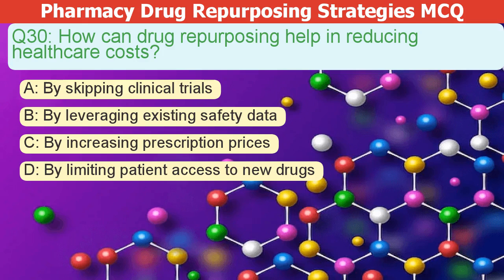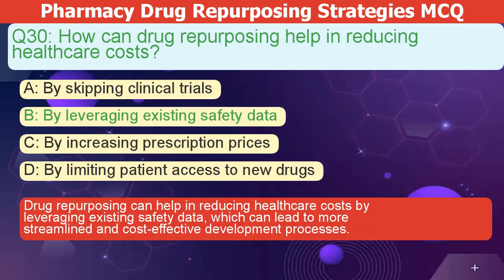How can drug repurposing help reduce healthcare costs? A. By skipping clinical trials. B. By leveraging existing safety data. C. By increasing prescription prices. D. By limiting patient access to new drugs. The correct answer is B. Drug repurposing can help reduce healthcare costs. It does this by using existing safety data. This leads to faster and cheaper drug development.